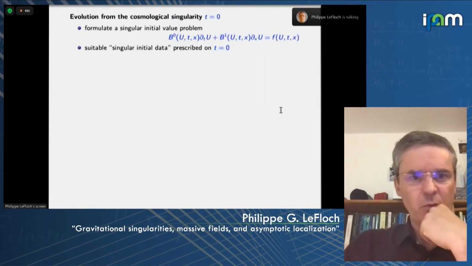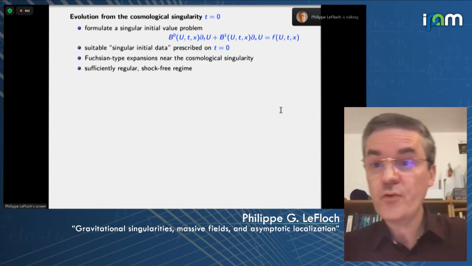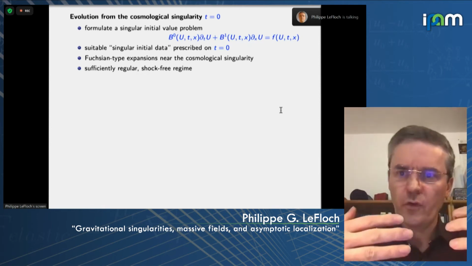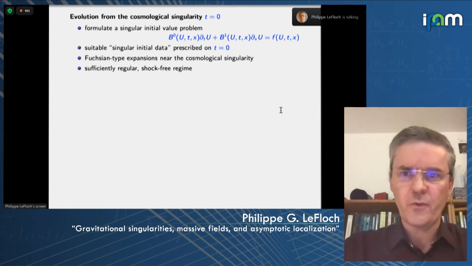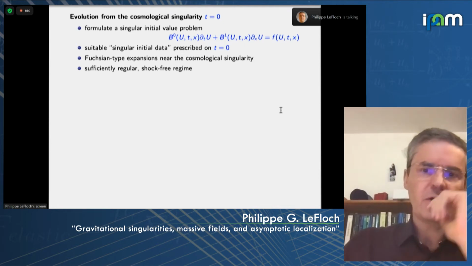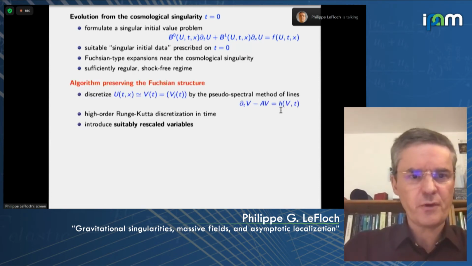Now the scheme is obtained by writing the hyperbolic formulation of the problem. It's a singular initial value problem. And the way we attack this problem is to put data on the singularity itself. You have two ways to attack this sort of problem: to start from the singularity or to go toward the singularity. But in this part, we were interested in starting with data on the singularity and trying to parameterize the solutions. So we are in the shock-free regime.